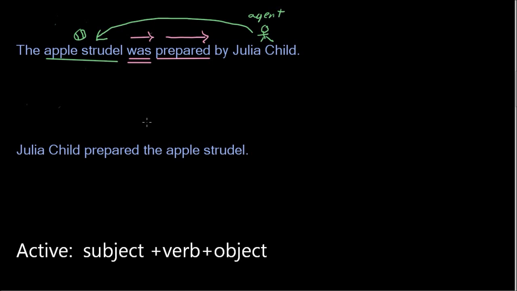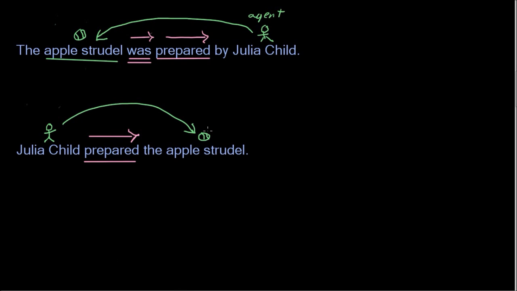Now here is the active voice, where we take our agent and we make the agent the subject. And Julia Child now is preparing what now is the object, the strudel, the apple strudel. And the subject is doing the action. We now have the active voice. We've reversed the direction. Let's go ahead and diagram it and see if it looks any different.